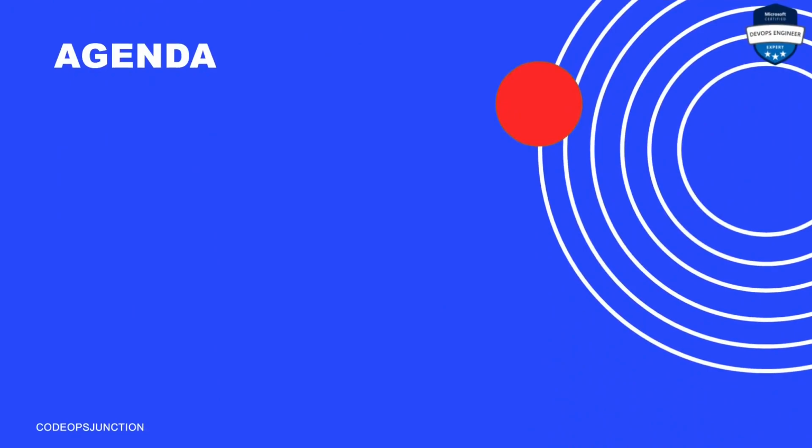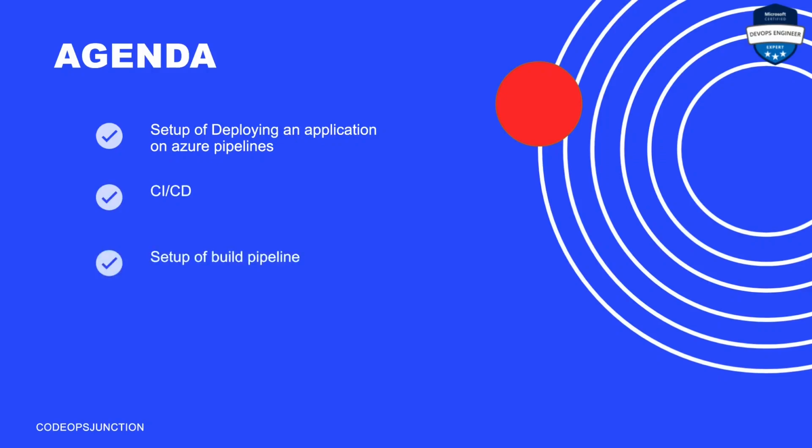First we will see today's agenda. We will see the setup of deploying an application on Azure Pipelines. Then we will see what is CI/CD. Then we will see the setup of the build pipeline.